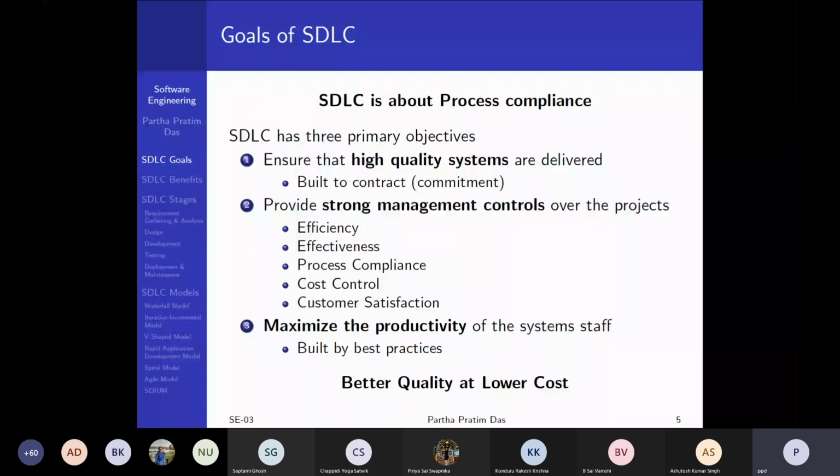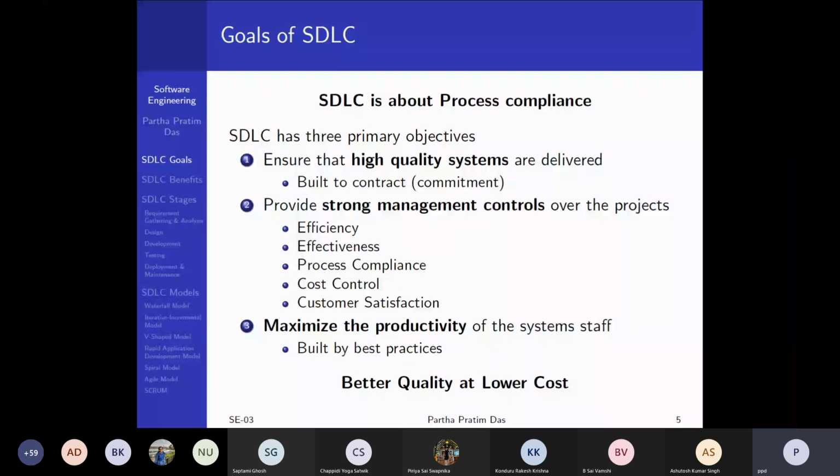SDLC is about process compliance. That is, you have processes, and SDLC has to ensure that you are following those processes in the right manner. Processes don't get followed by themselves. They will be followed if there are checks and balances, if there is a check to see that the process is followed. So compliance to process means several reviews have to happen, tests have to happen, and so on and so forth. We will talk about all those over a period of time.